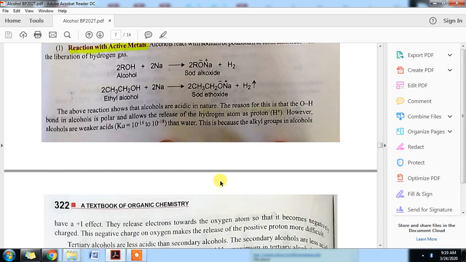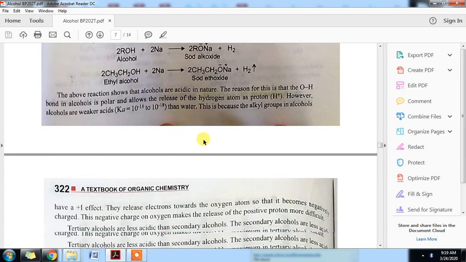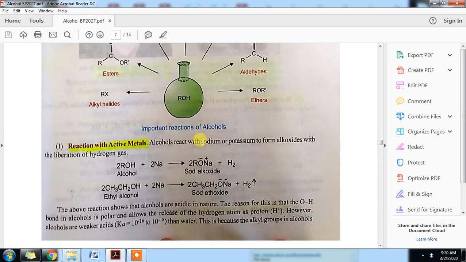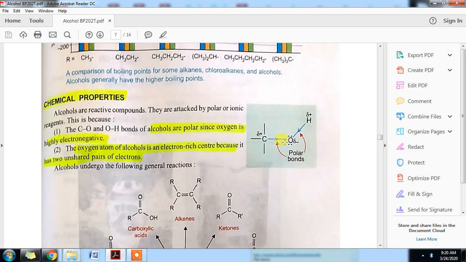It also totally depends on whether it is a primary alcohol, secondary alcohol, or tertiary alcohol. Basically, if you remember this basic C-O-H, if the bond breaks from this OH, it becomes H plus and O minus. If you know the definition of acid, acids are compounds, as per Arrhenius and Bronsted theory, that can give H plus. So if this bond breaks, it is going to give H plus.